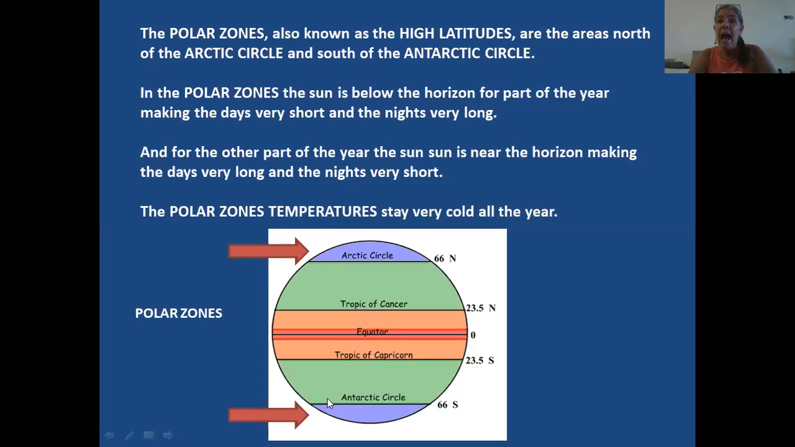In fact, at the very tip of the poles, right here on the very tip of the Arctic Circle and on the very tip of the Antarctic Circle, half of the year there is only sunlight, and half of the year it's only dark all the time. So the polar zone temperatures stay very cold all year because they almost don't get any sunlight. So they stay very cold for the most part of the year.